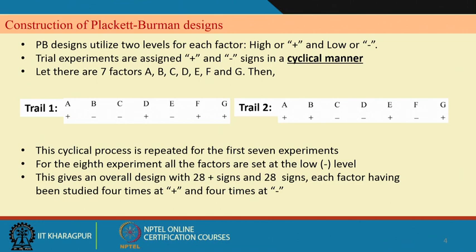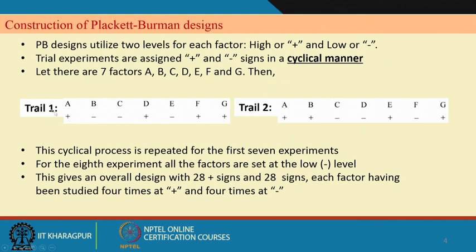Now, second is how do you construct Plackett-Burman design? Plackett-Burman design, or PB designs, also utilizes two labels, high or plus, low or minus. Trial experiments are assigned plus or minus signs in a cyclical manner. So, what is this cyclical manner? Just assume that there are 7 factors A, B, C, D, E, F, G.